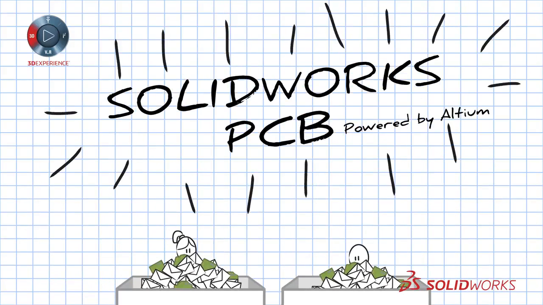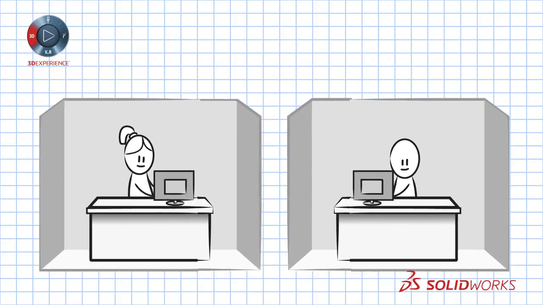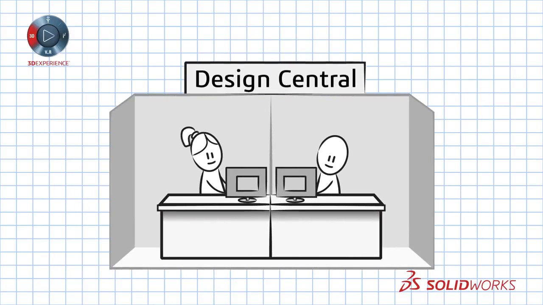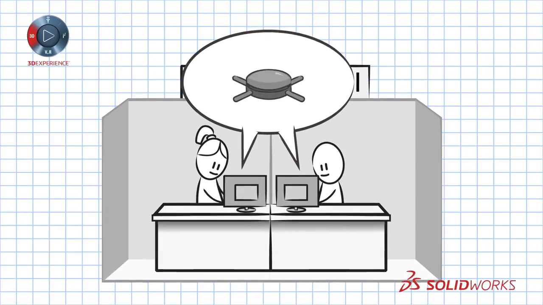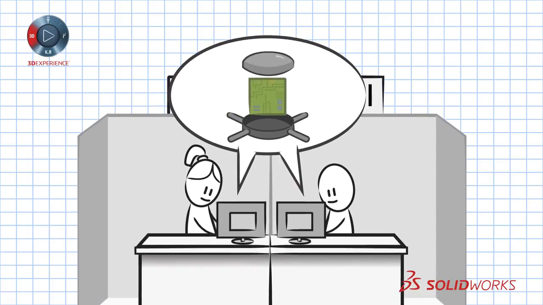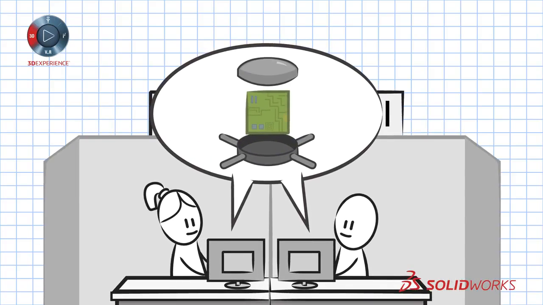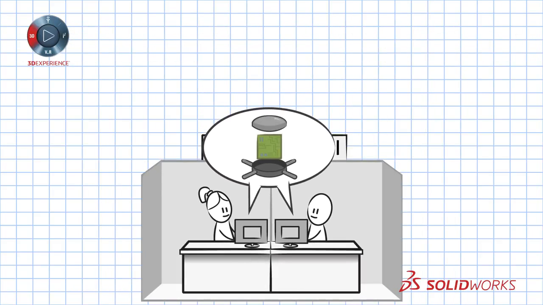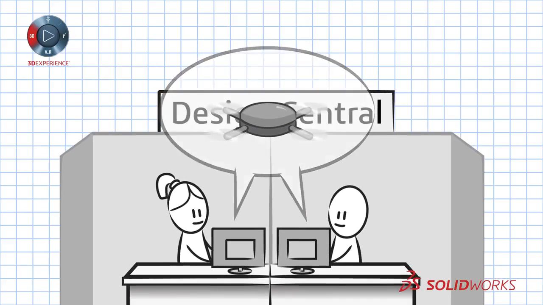Enter SOLIDWORKS PCB, a fully integrated solution for product and electronics designers, bringing these once often disjointed operations together into a single, cohesive environment. With SOLIDWORKS PCB, your mechanical and electronics design teams are always working from the same page. And with PCB's easy-to-use interface and integration with other SOLIDWORKS design tools, there will be less rework, improved workflow, and faster production. Take the guesswork out of electronics-based product design. Simplify the process and focus on designing great products.